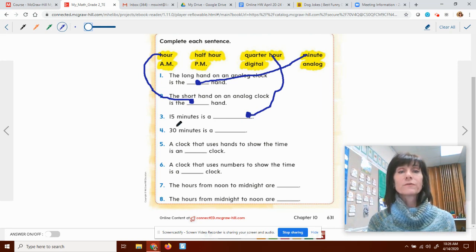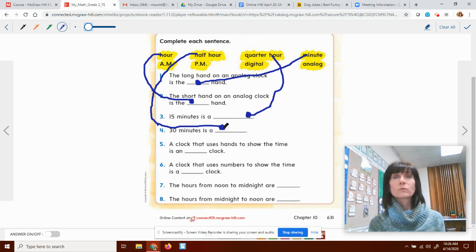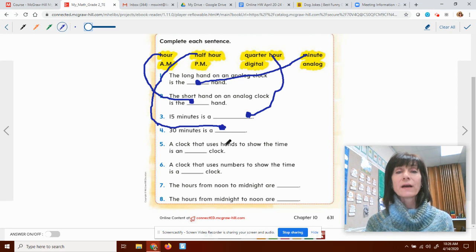Well, then we have number 4. 30 minutes is a half hour. Because we know 60 minutes is a whole hour. If you only have half of 60, which is 30, you've got your half hour.